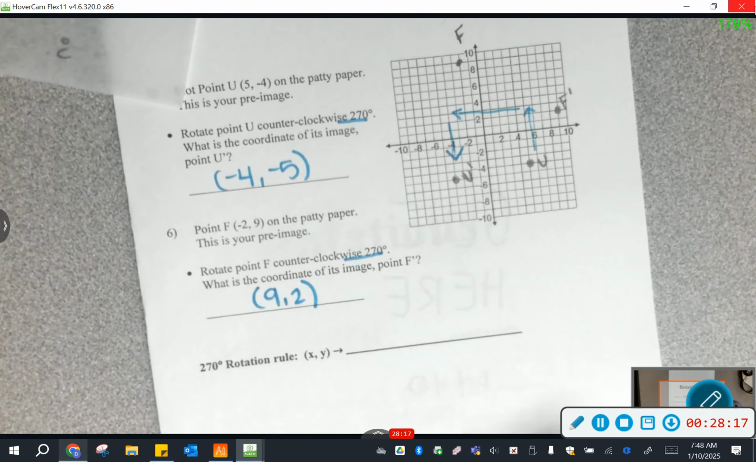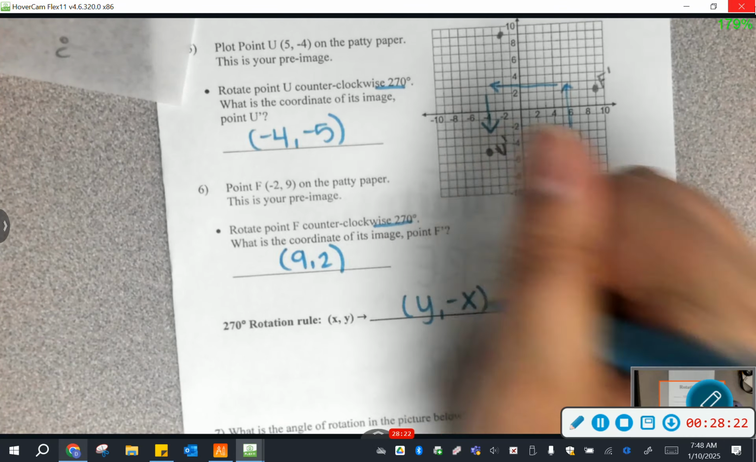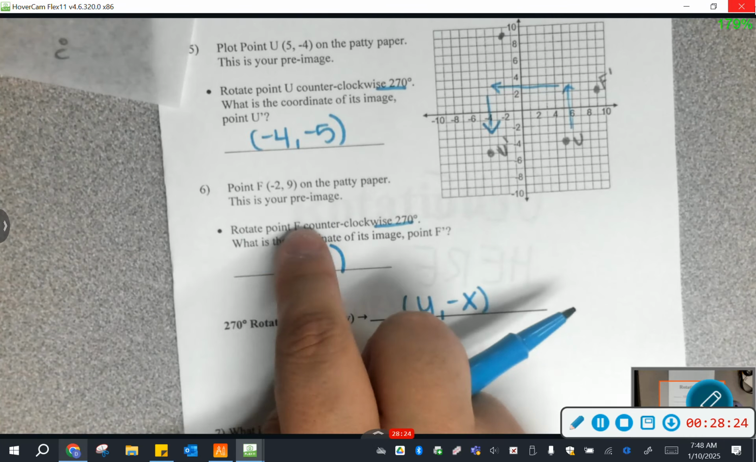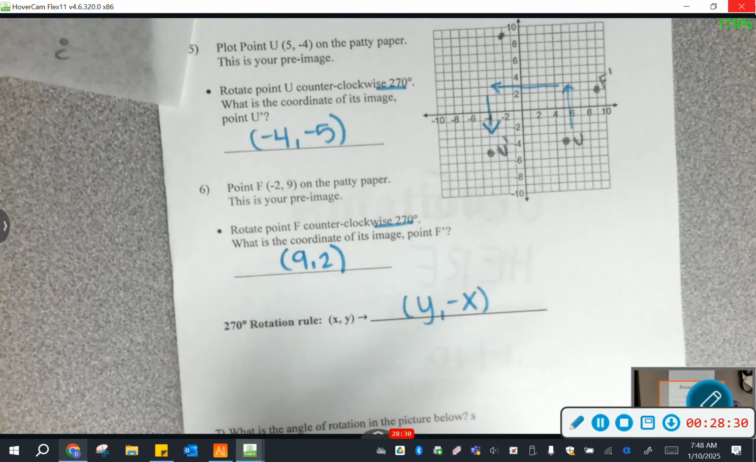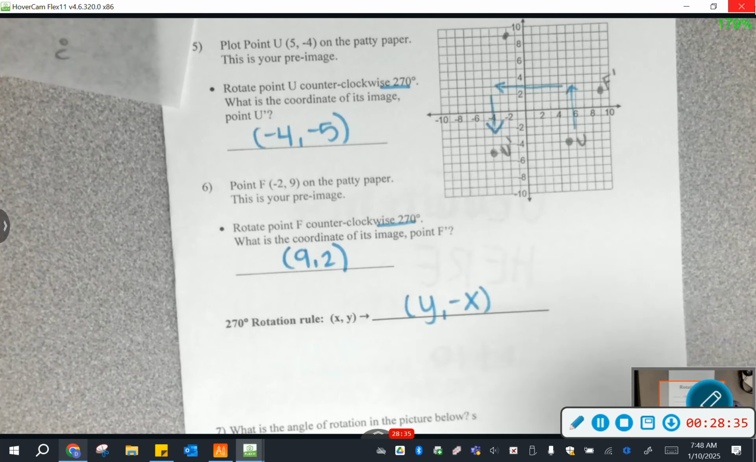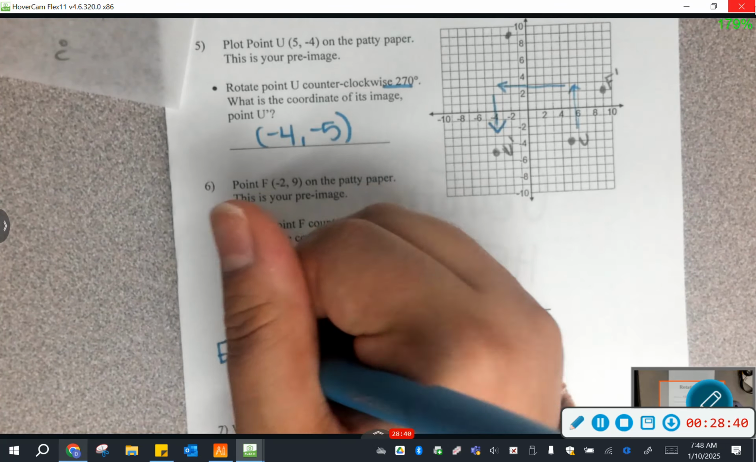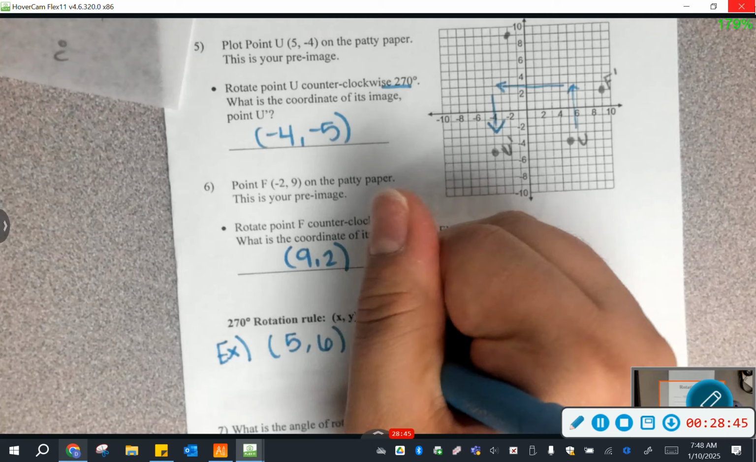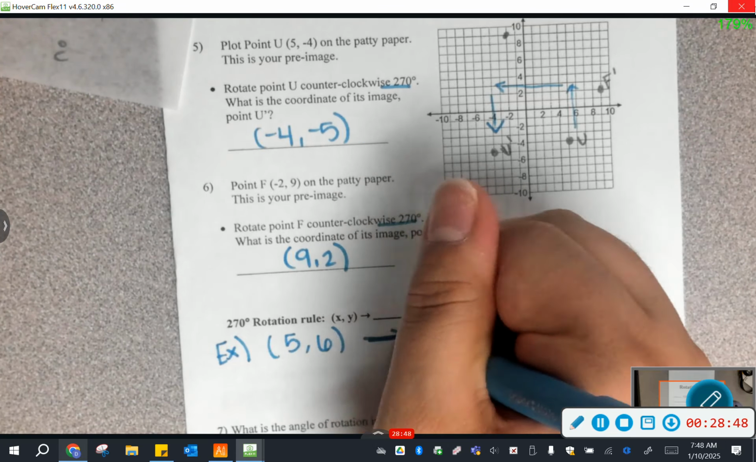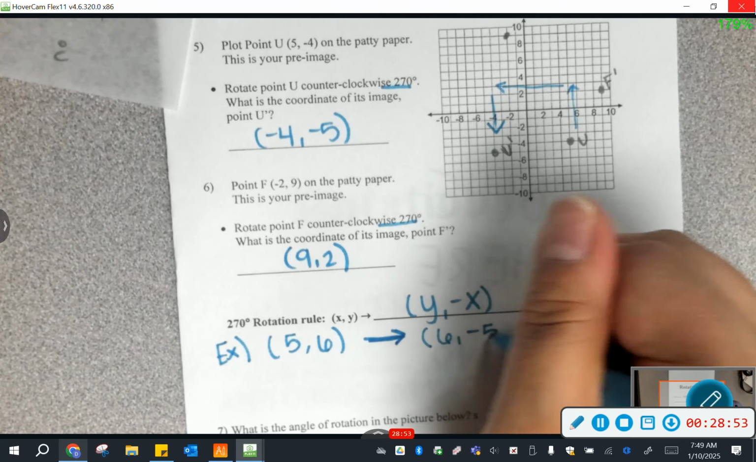Anybody notice the rule or figure out the rule? (x, y) becomes (y, -x). You still switch them, but now the X changes the sign. Again, am I going to expect you to memorize this rule? No, just turn your paper 3 times. So an example of this one would be if I had 5, 6. How would I change this? 6, -5.